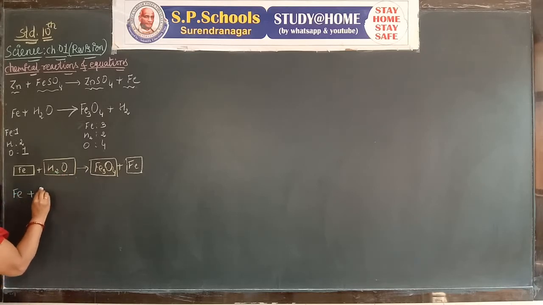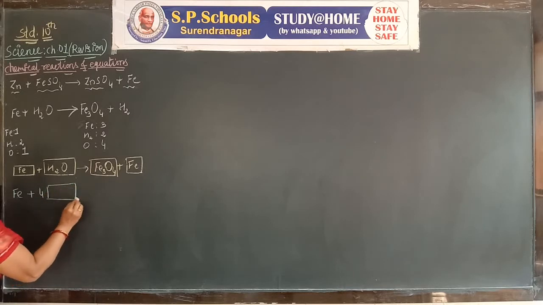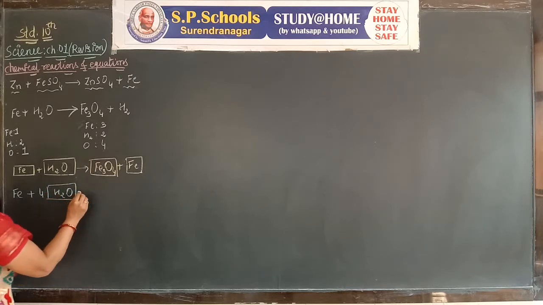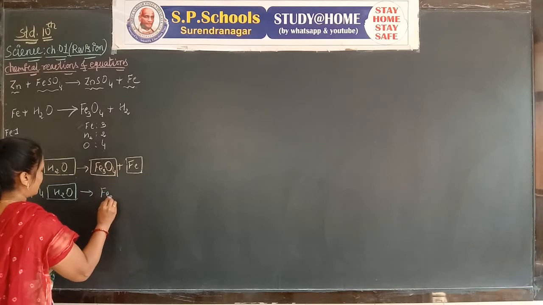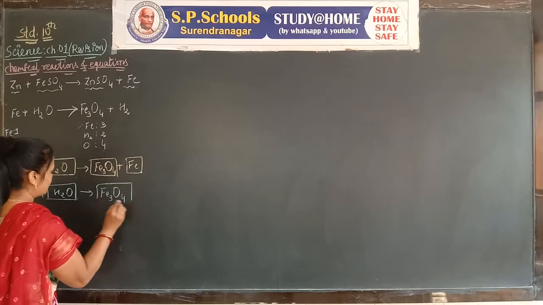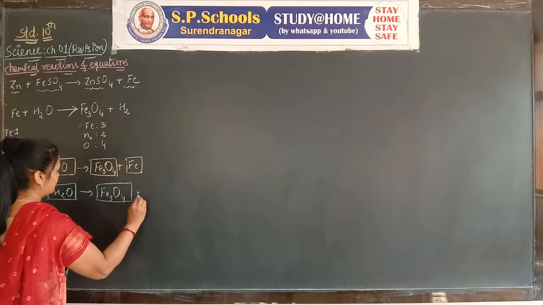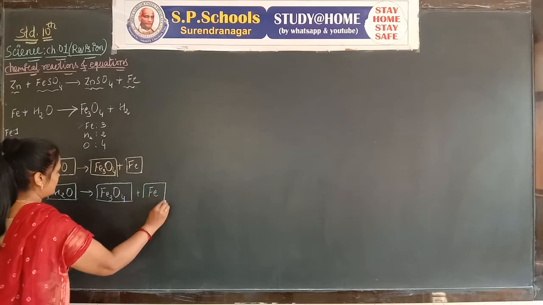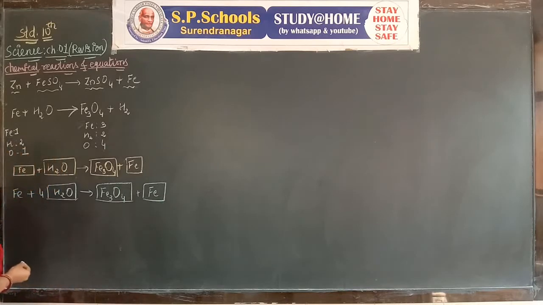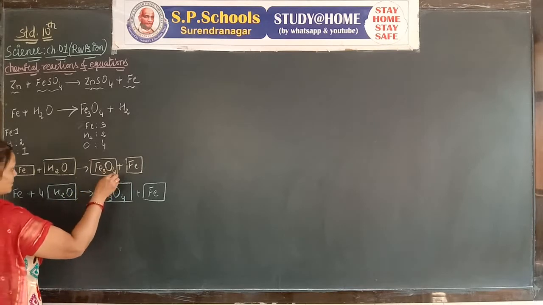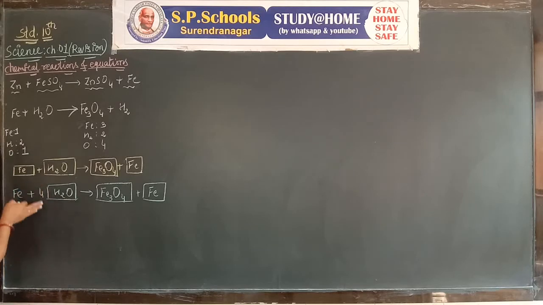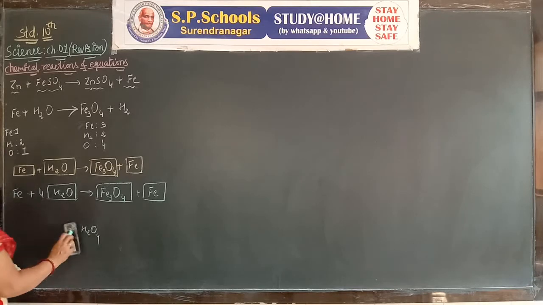Fe plus 4H2O gives us Fe3O4 plus H2. Here one thing to remember again: when we balance the element or the compound, we put a number before the compound. We don't write it as H2O4. So we put 4 before H2O.